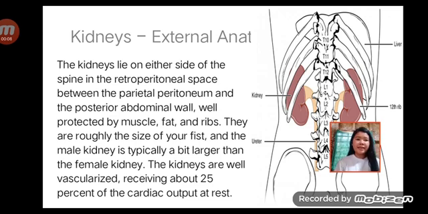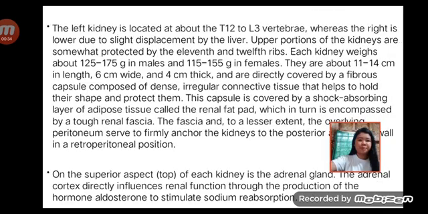The kidneys lie on either side of the spine in the retroperitoneal space between the parietal peritoneum and posterior abdominal wall, well protected by muscles, fat, and ribs. They are roughly the size of your fist, and the male kidney is typically a bit larger than the female kidney. The kidneys are well vascularized, receiving about 25% of the cardiac output at rest.